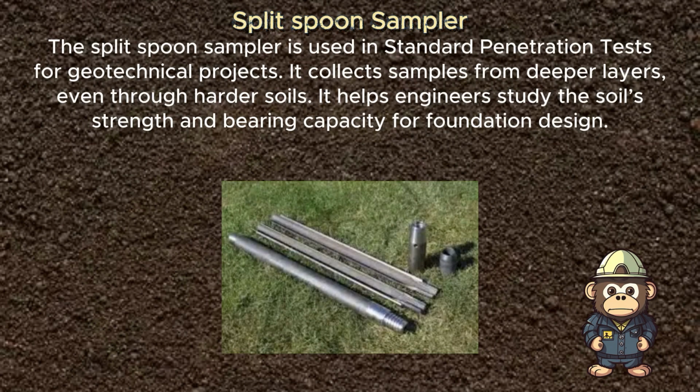Third is split spoon sampler. The split spoon sampler is used in standard penetration tests for geotechnical projects. It collects samples from deeper layers even through harder soils. It helps engineers study the soil's strength and bearing capacity for foundation design.